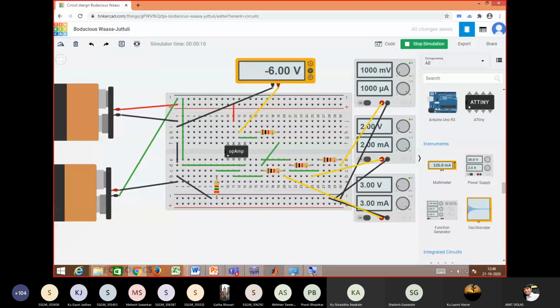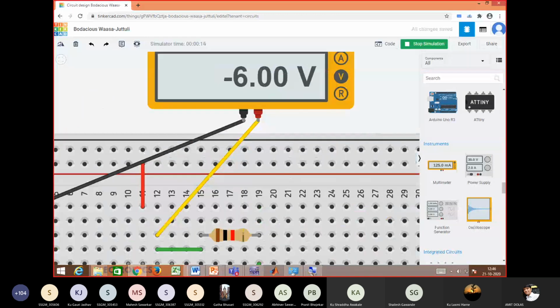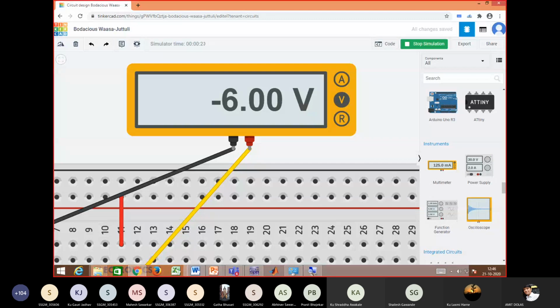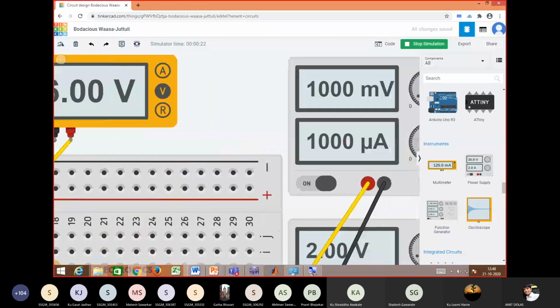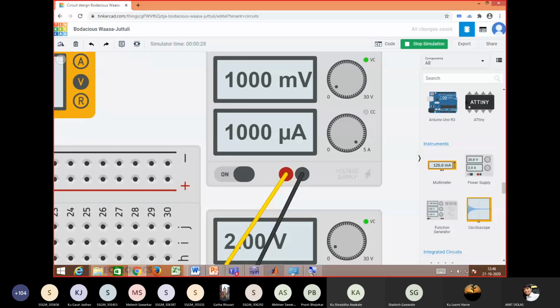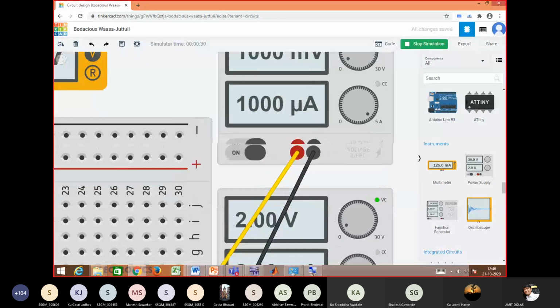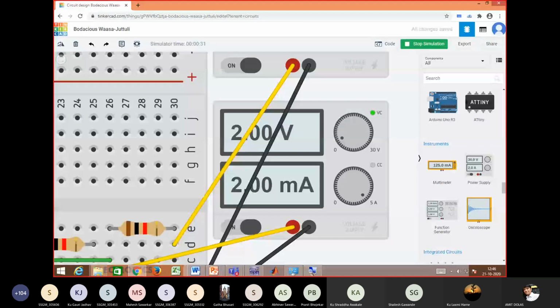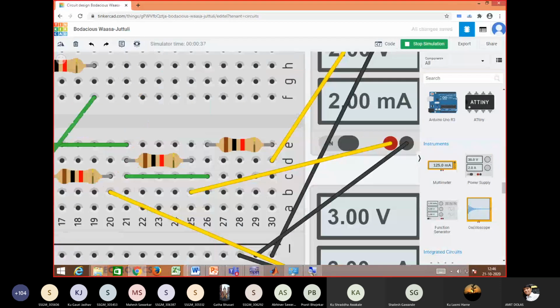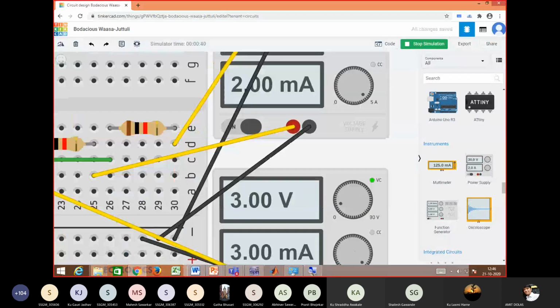Are you able to see? Yes, all of you. Yes, sir. Okay. So this is minus 6 volt. You can see V1 is 1 volt, that is 1000 millivolt, which is nothing but 1 volt. V2 is 2 volt here, and V3 is also 3 volt. And you can see the complete circuit diagram.